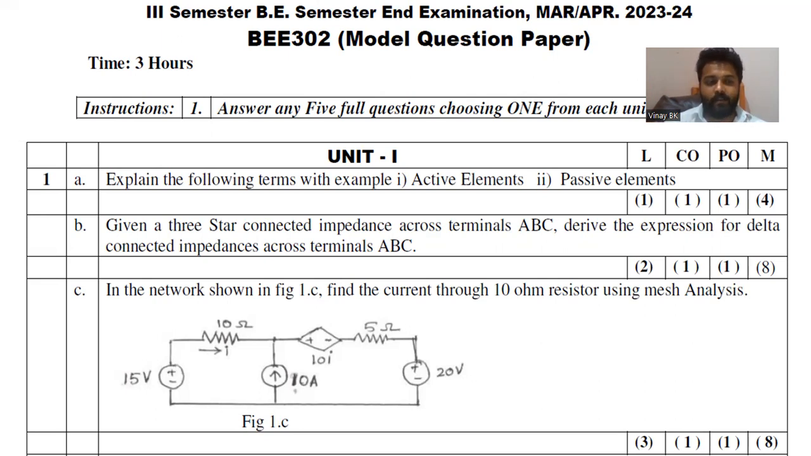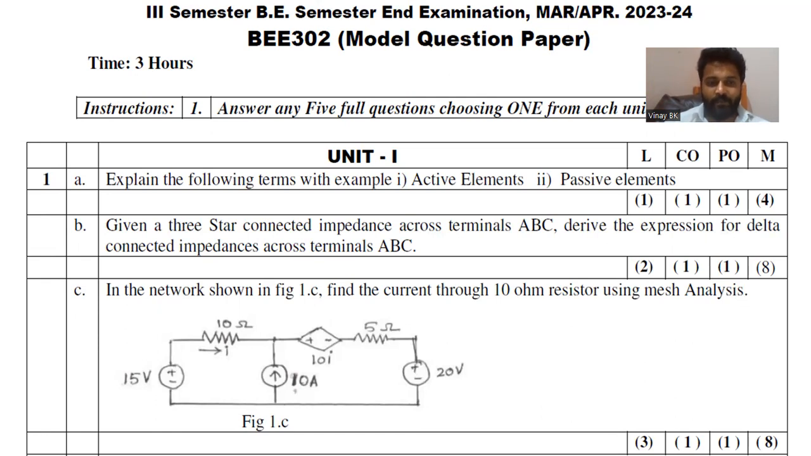Okay, and you can see 1b: given a three star-connected impedance across terminals A, B, C, derive the expression for delta connected impedances across the terminals A, B, C. It is nothing but you need to convert star into delta, star to delta transformation. I uploaded this video on my YouTube channel anyhow, so just go through my playlist. You can see the derivation of this star to delta conversion as well as delta to star. Once they also asked one simple problem, that is actually a supermesh problem.